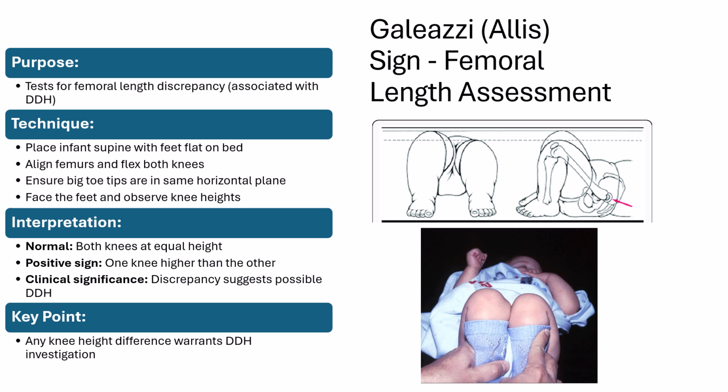A positive Galeazzi sign occurs when one knee appears higher than the other, indicating potential femoral length discrepancy. Any discrepancy in knee height should prompt immediate investigation for DDH, as this finding may be an early indicator of hip dysplasia.